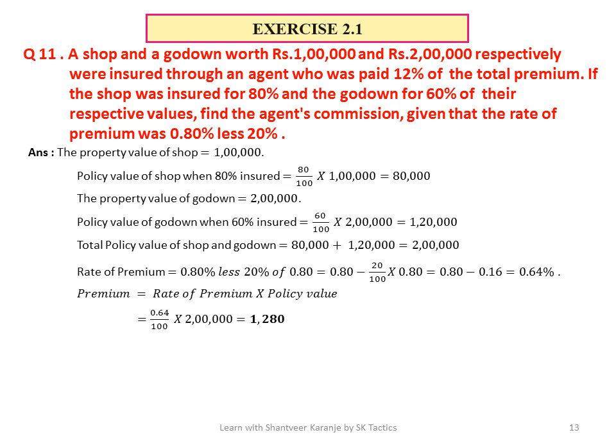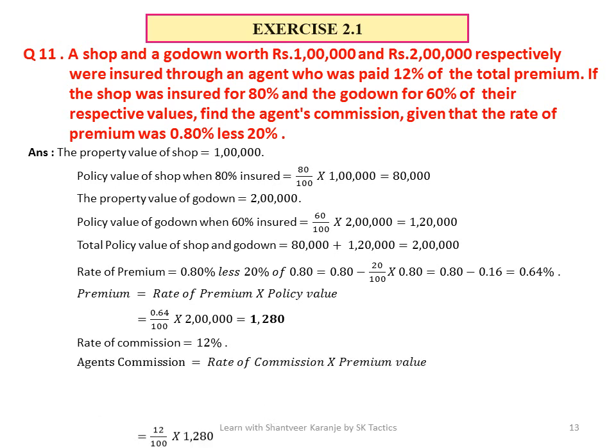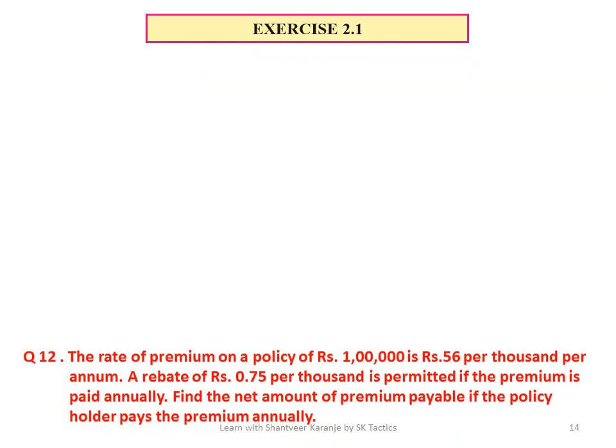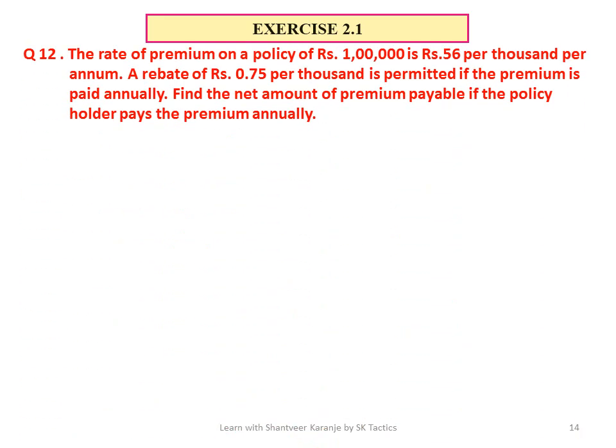Here the question is to find the agent's commission, and remember agent's commission is always calculated on premium, so I need to calculate premium first. And now on this premium value I will calculate the agent's commission. The rate of commission is 12%. Agent's commission is rate of commission into premium value, which is 12 by 100 into 1280. So the agent will get in this case 153 rupees 60 paisa.